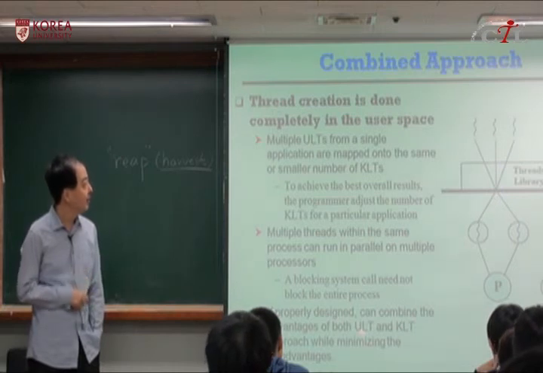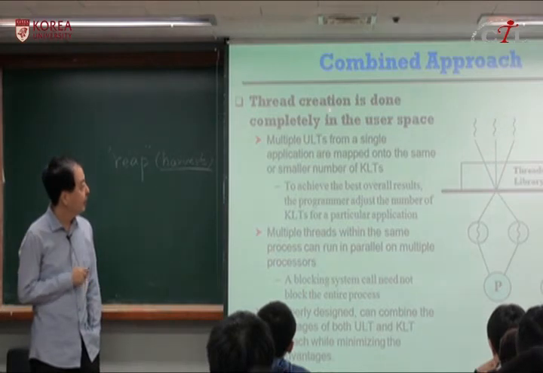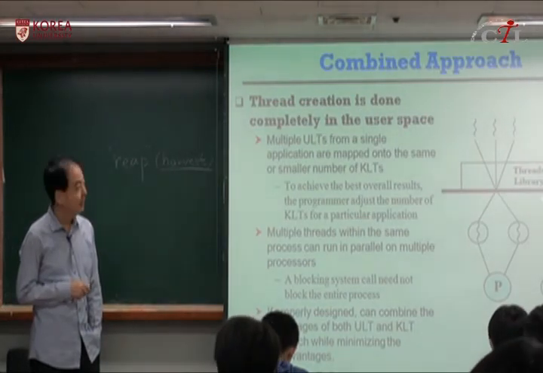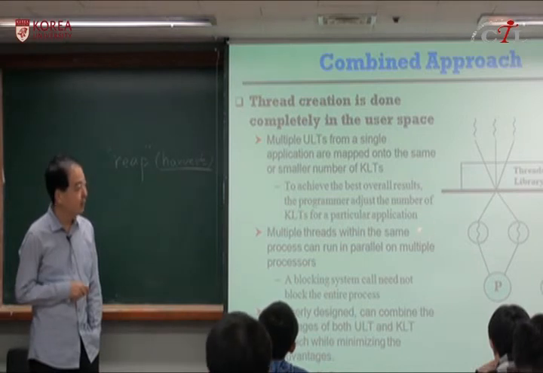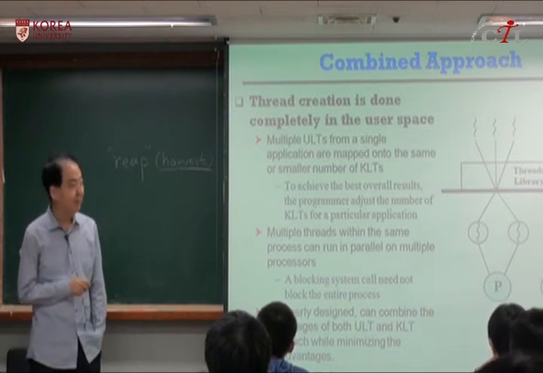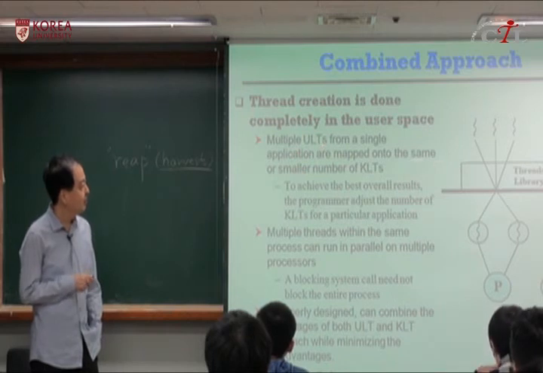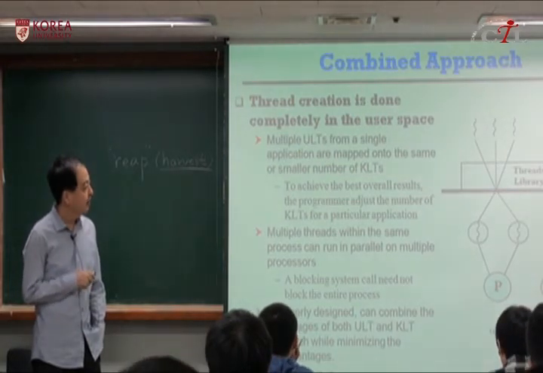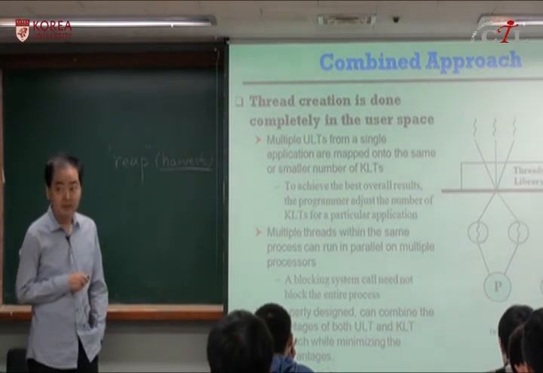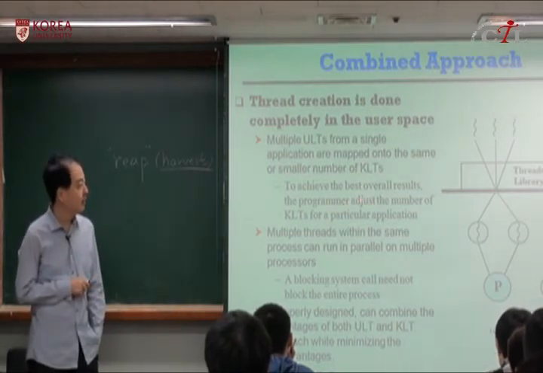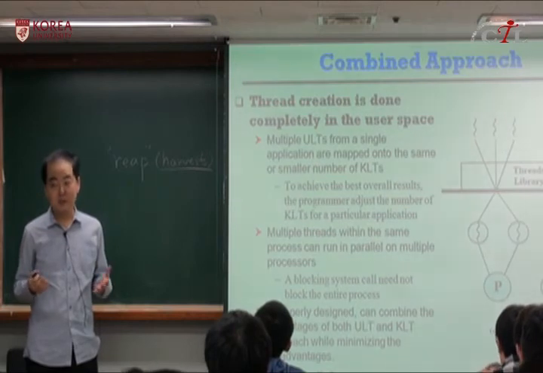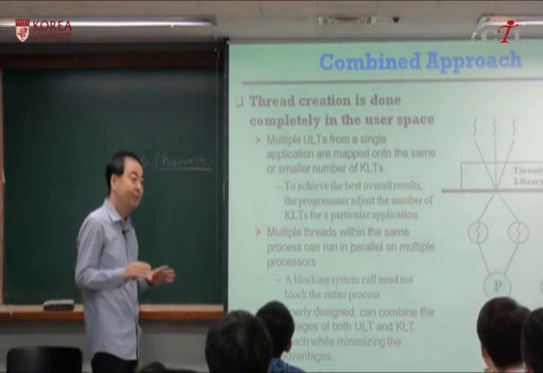So you can combine. You can create threads at the user level using an application thread library. And there are also kernel level threads. You can map these user level threads one-to-one, or many-to-one, or many-to-many. Multiple user level threads from a single application or single process are mapped onto the same number of kernel level threads or a smaller number of kernel threads. And this mapping is controlled by the programmer. Why? To achieve the best overall result. If you create too many kernel threads, it will slow down. But there are some optimal numbers that balance this performance.